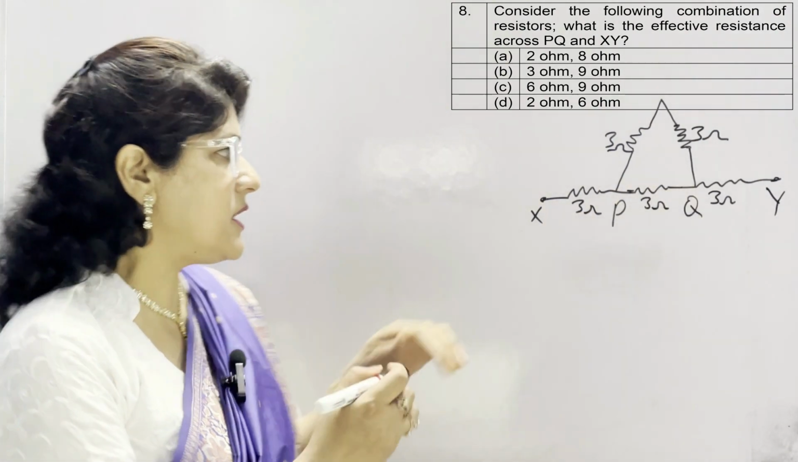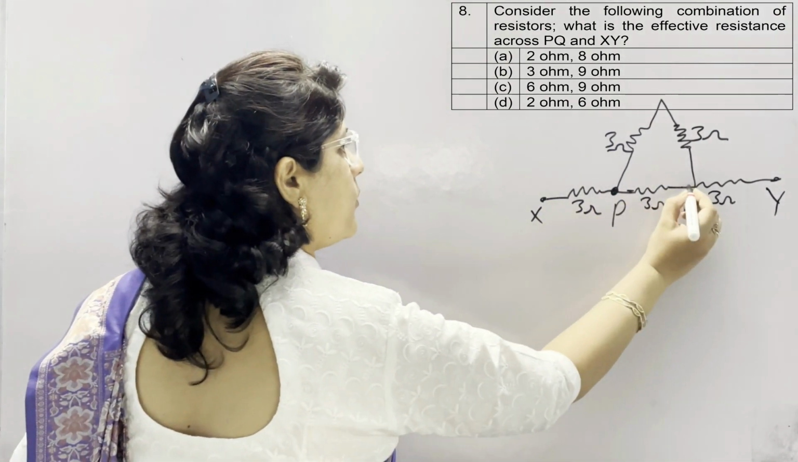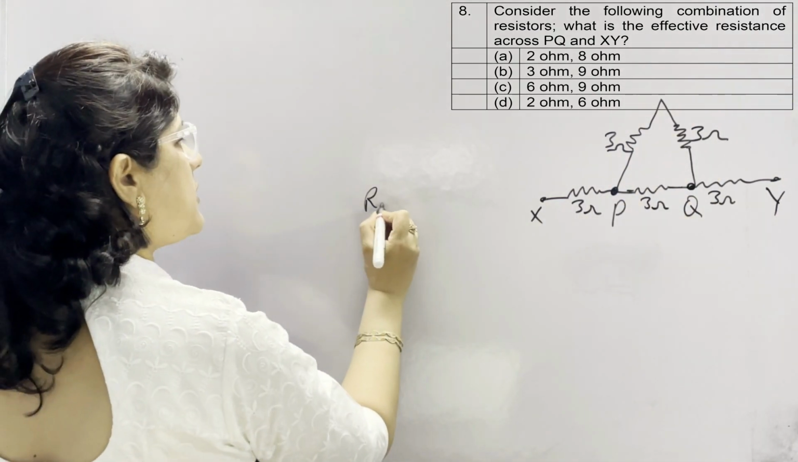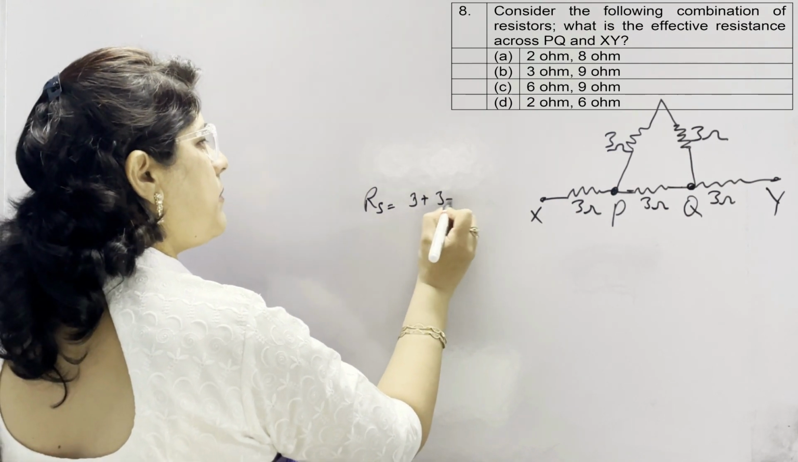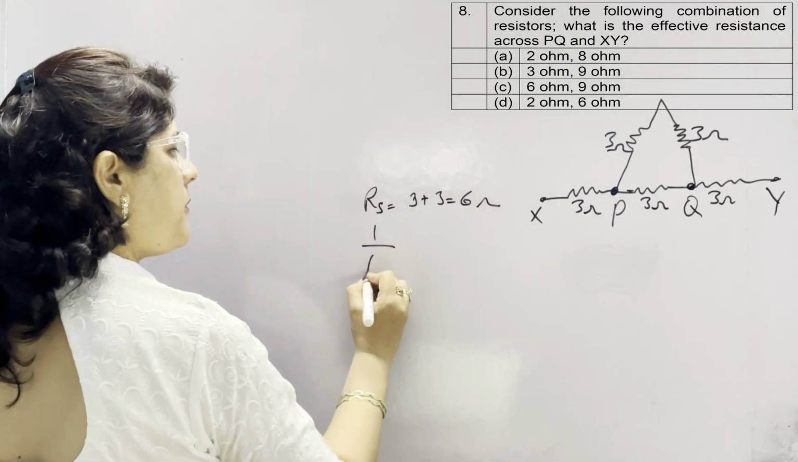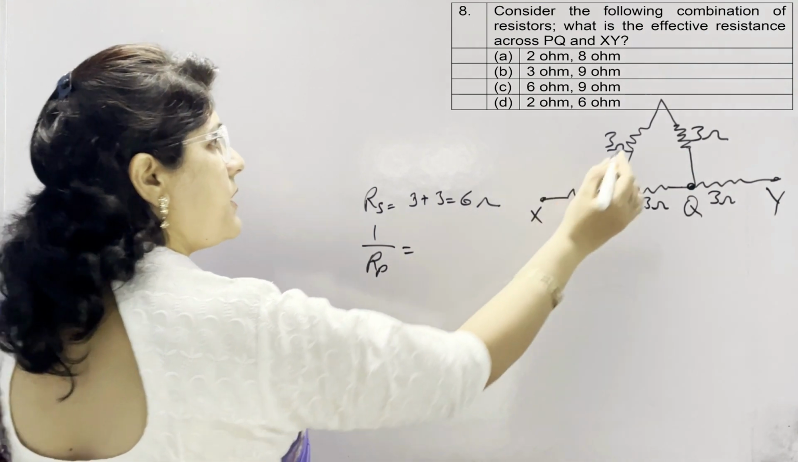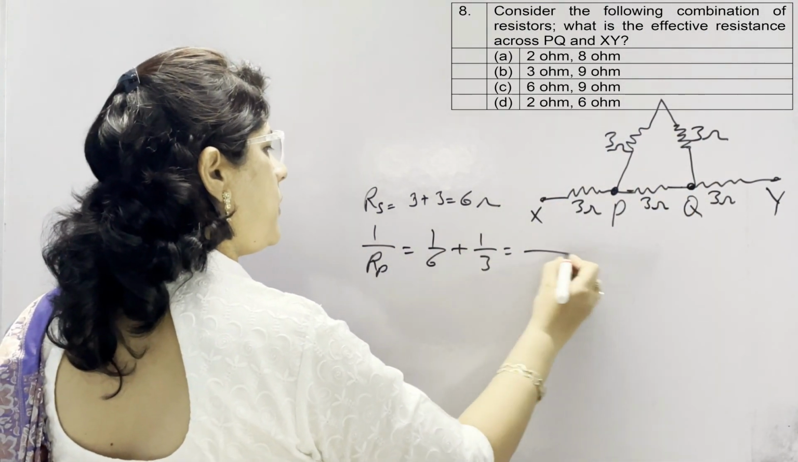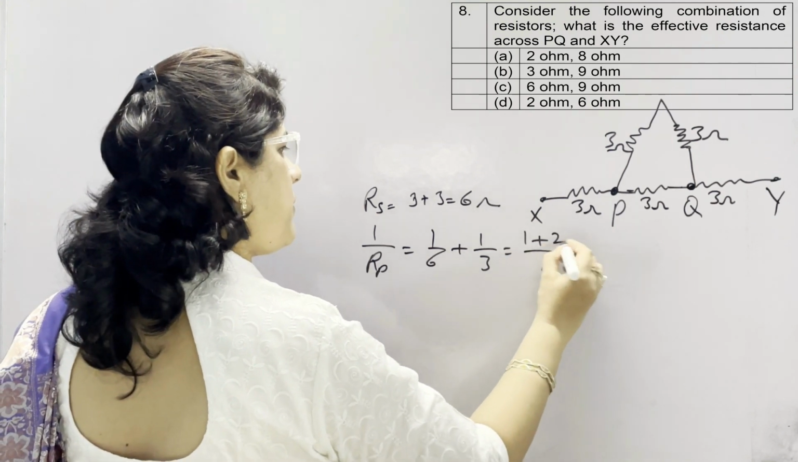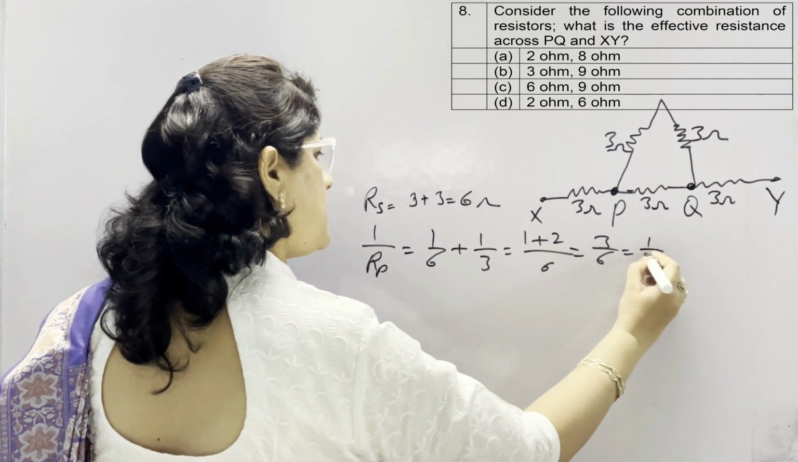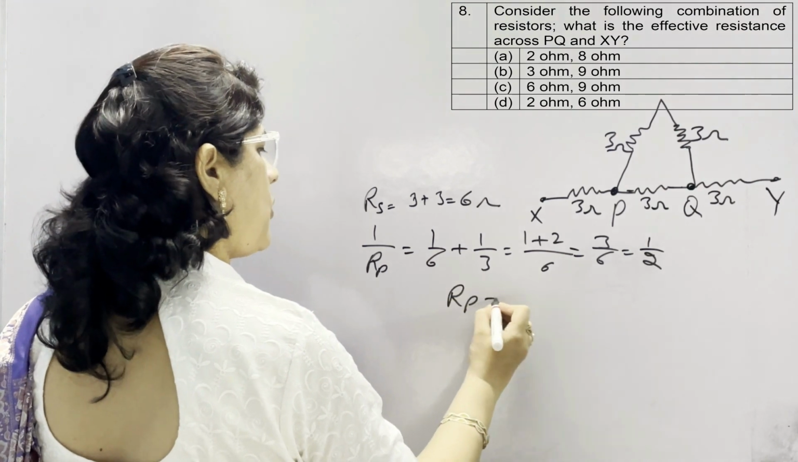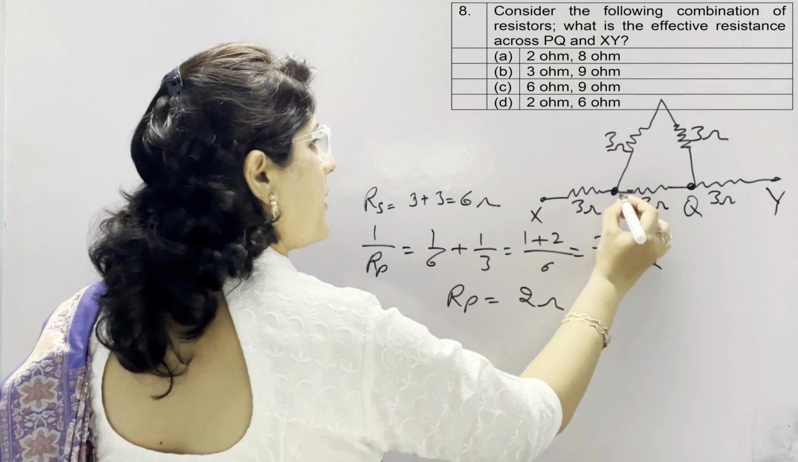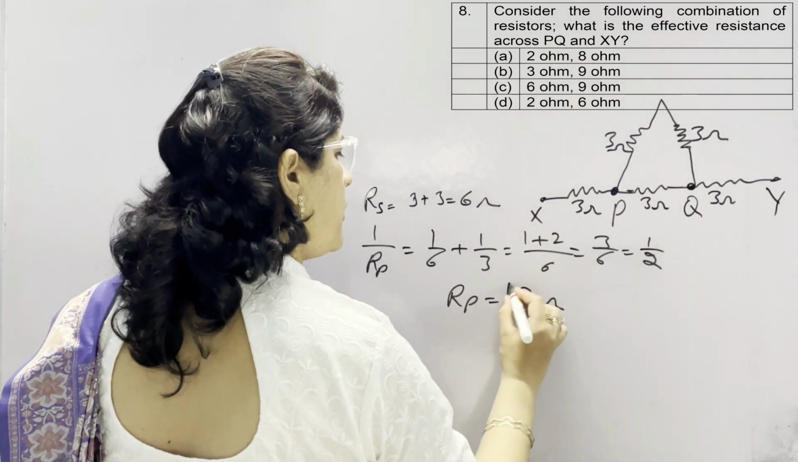First we need to calculate at this point P and Q. These two are in series and this is in parallel. So the series combination is 3 plus 3, which means 6 ohm, and the parallel combination of these 6 and 3 is 1 upon 6 plus 1 upon 3. LCM is 6, 1 plus 2, which means 3 upon 6, 1 upon 2. So the parallel combination answer is 2 ohm. Total equivalent resistance at this point P and Q is 2 ohm.